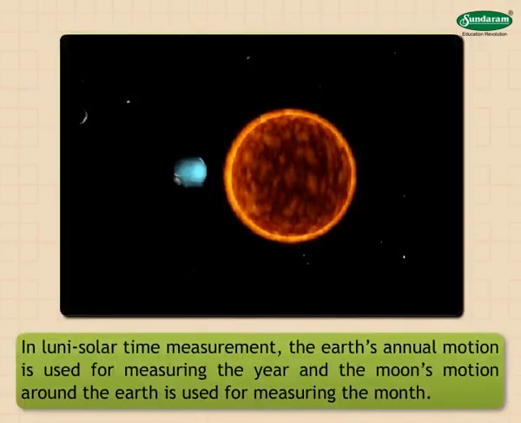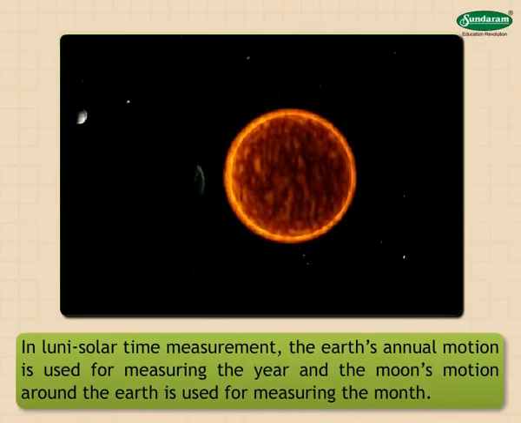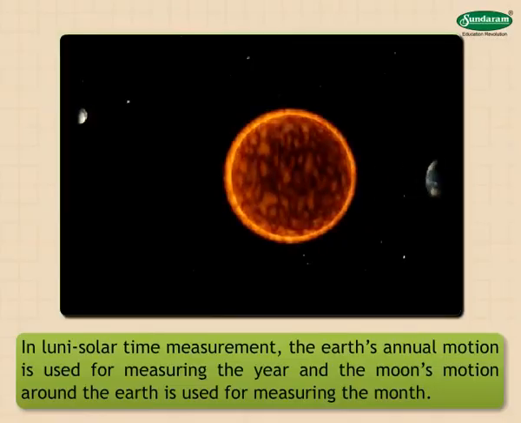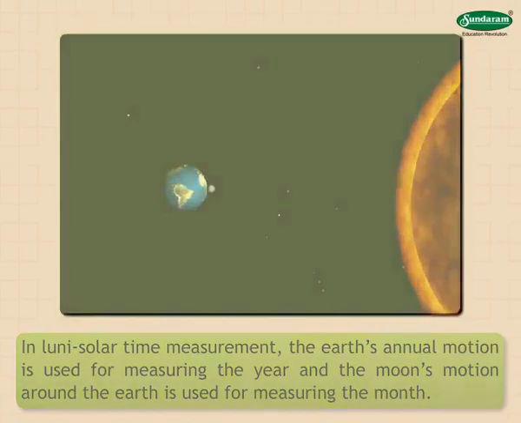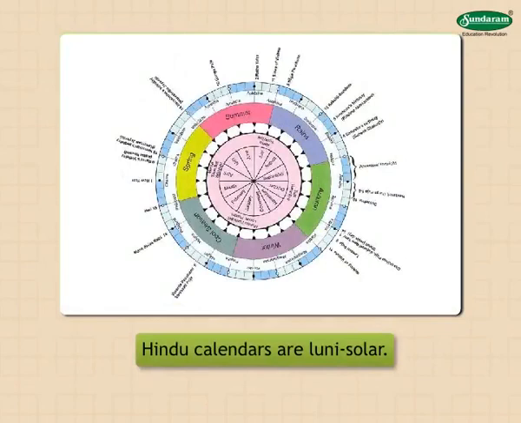Lunisolar time measurement. In lunisolar time measurement, the Earth's annual motion is used for measuring the year, and the Moon's motion around the Earth is used for measuring the month. Hindu calendars are lunisolar.